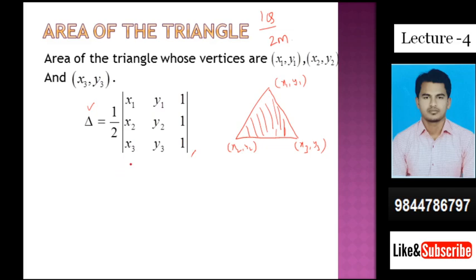Generally in straight lines we will study the area of the triangle. A is equal to half into x1 into y2 minus y3 plus x2 into y3 minus y1 plus x3 into y1 minus y2. So similarly, if we expand this determinant, we get this formula.